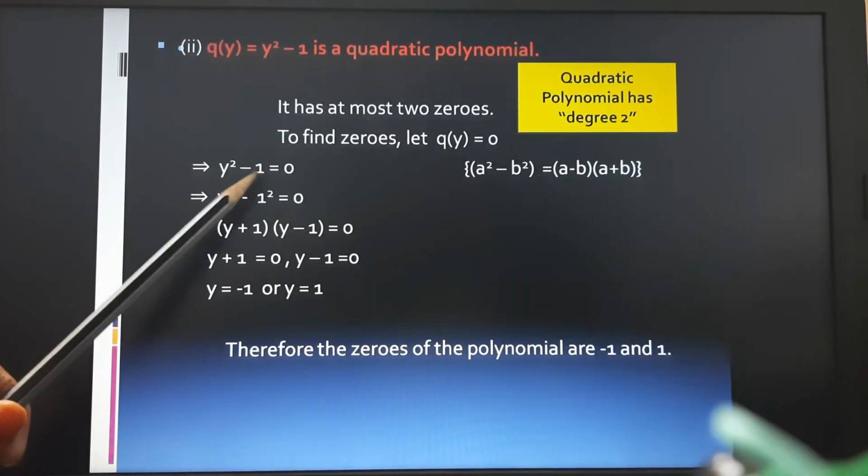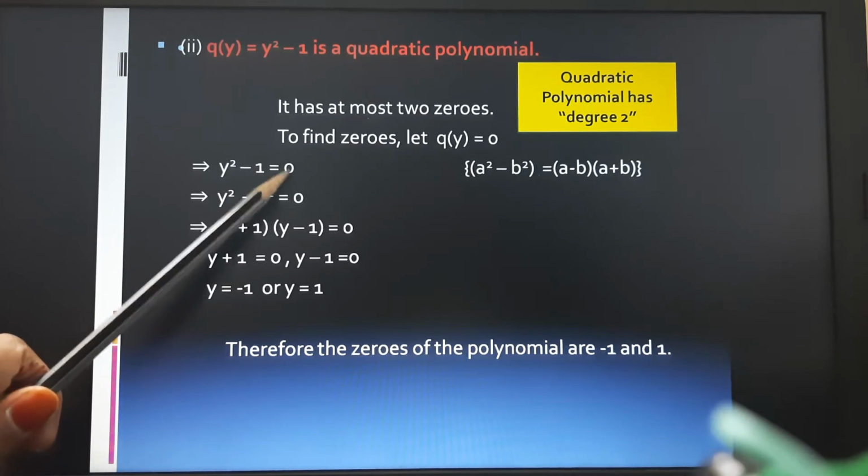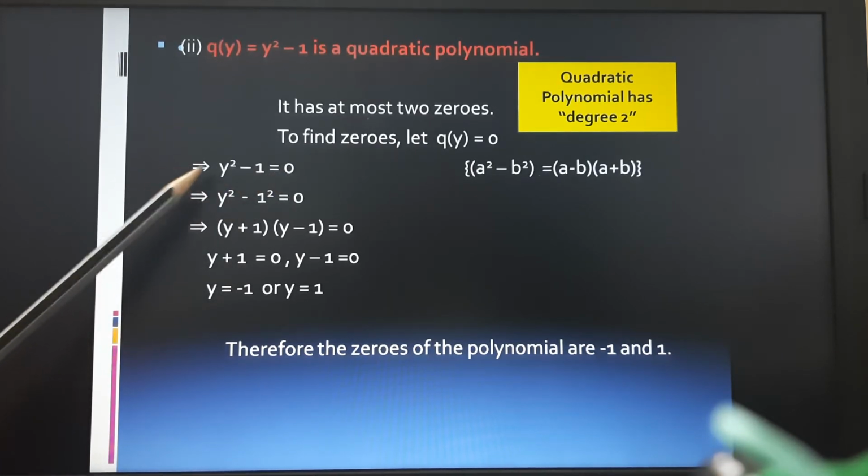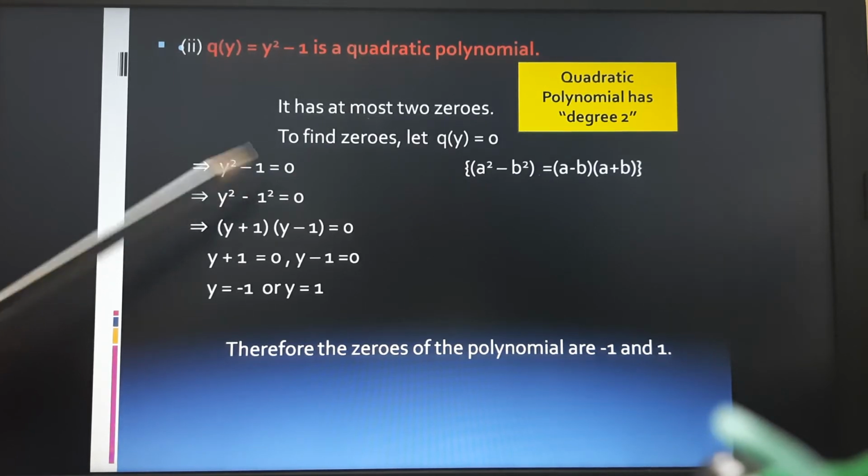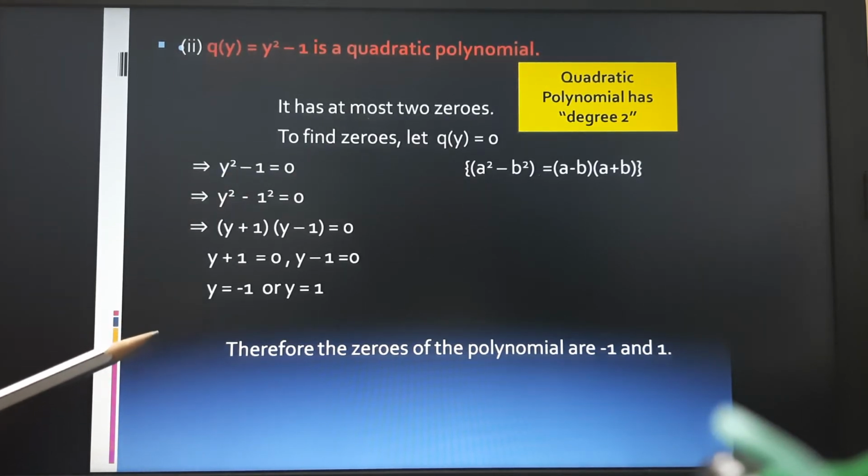y square minus 1 is equal to 0. You might be thinking, how to solve this, right? Just think more. y square minus 1. Can we write this 1 as 1 square? 1 square is 1, 1 cube is also 1, 1 power 4 is also 1, 1 power 1000 is also 1.